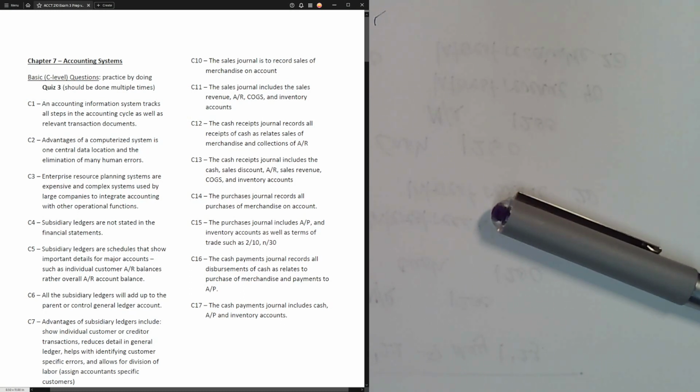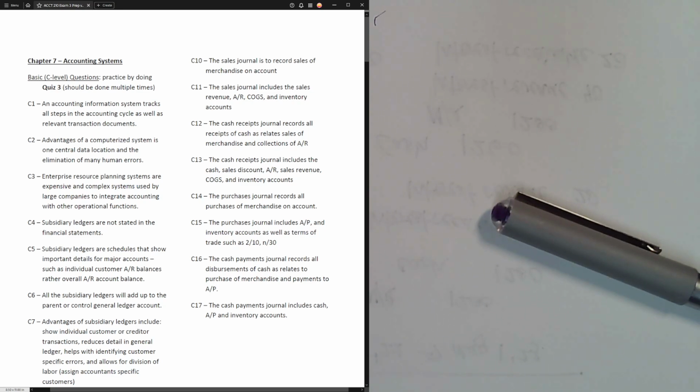Okay, hello. Let's go ahead and get started on the prep document for exam 3. By now, you probably have a good idea of how this all works. The prep document is divided up into 3 sections: the level C questions, level B questions, level A questions.